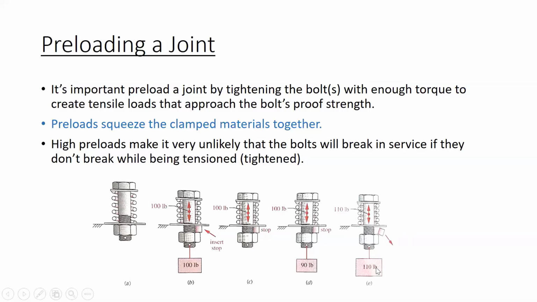The larger load, the 110-pound load, further compresses the spring and the steel scrap falls out, breaking the contact between the nut and the ground plane, and the bolt tension is now equal to the new applied load of 110 pounds. So in this case, the bolt and the material separate, and the bolt takes the full amount of the applied load. So that's probably more information than you need about preloading, but I think it's kind of interesting.